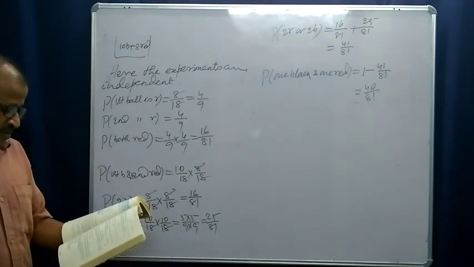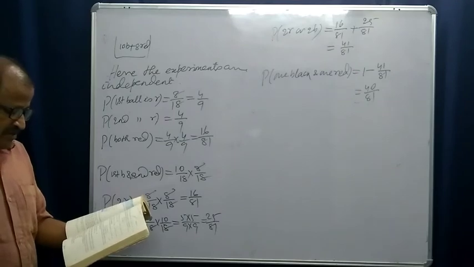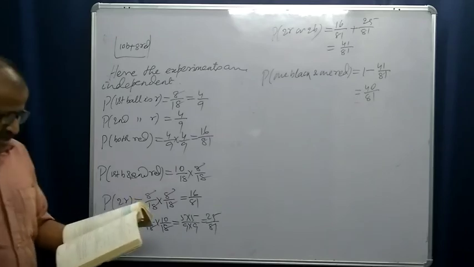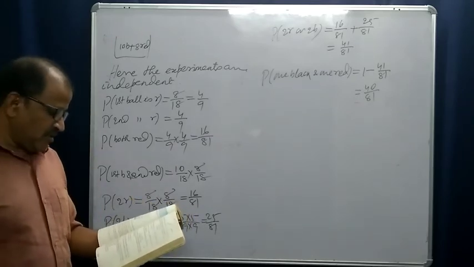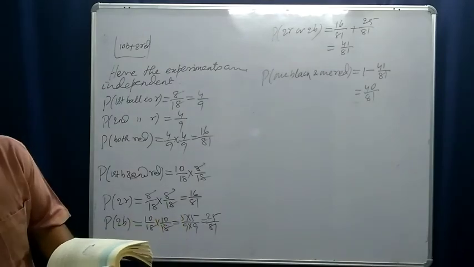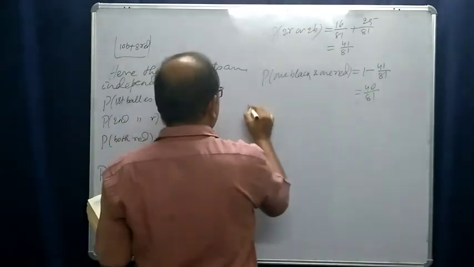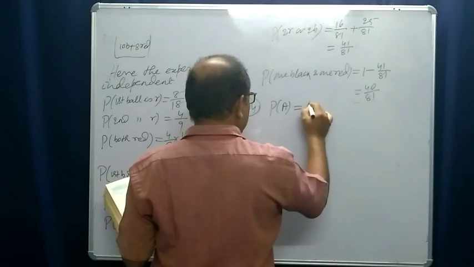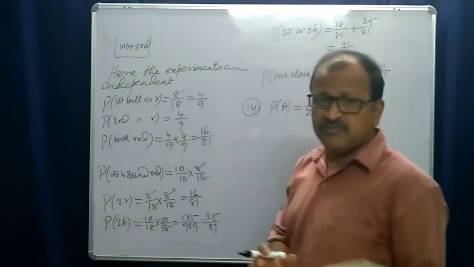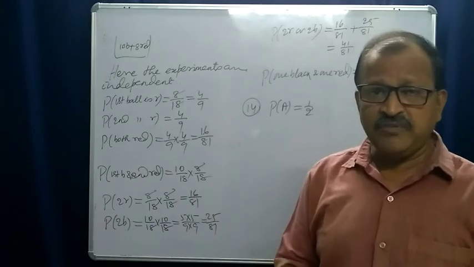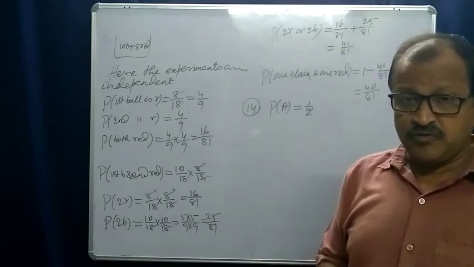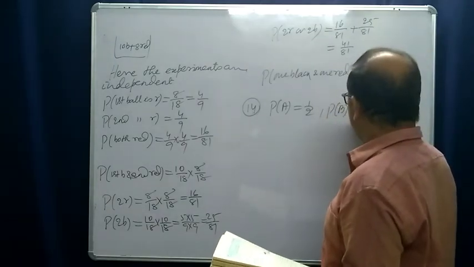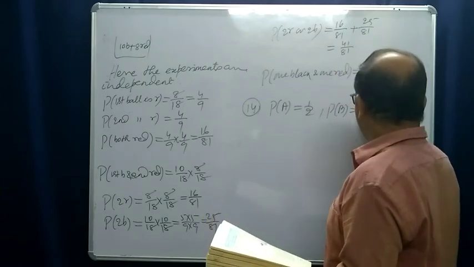Now question number 14. The probabilities of solving a specific problem independently by A and B are 1 by 2 and 1 by 3 respectively. There are two students. One particular problem is given to two students, A and B. The probability of solving the problem by student A is 1 by 2, and the probability that another student B will solve it is 1 by 3.